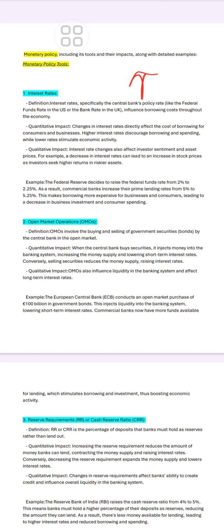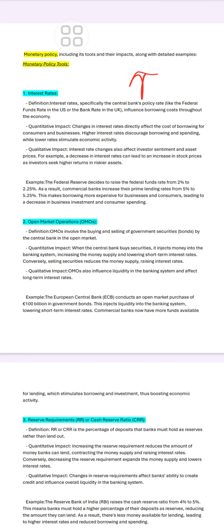And if we see the qualitative aspect, because we know that in economics, and in research also, there are two things, qualitative and quantitative. Interest rate changes also affect investor sentiment and asset prices.